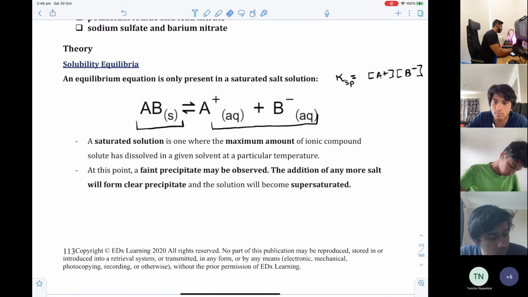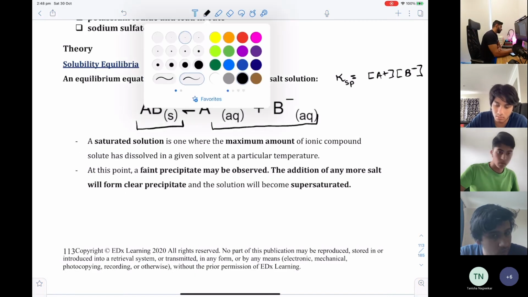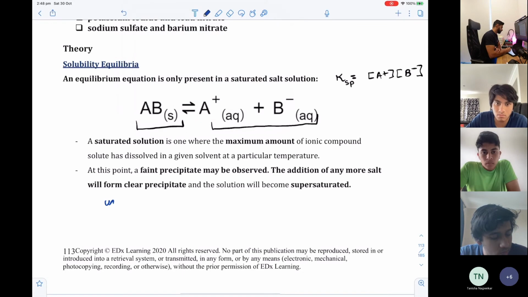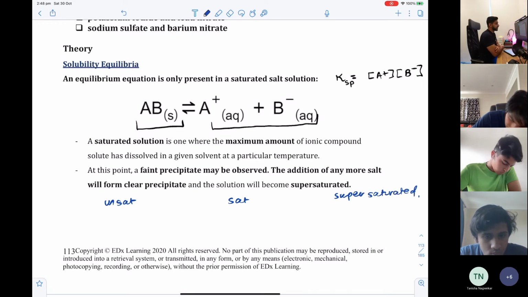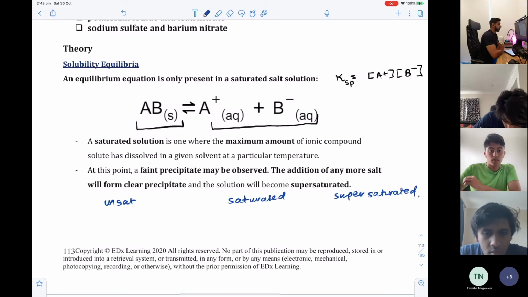Now let's talk about these 3 terms before we mention any calculations, and that is unsaturated, saturated, and supersaturated. What do these 3 terms mean to you all? Because we can only use the K constant or find the K constant in one of these scenarios. Gerald, do you want to give it a go as you're learning solution equilibria?